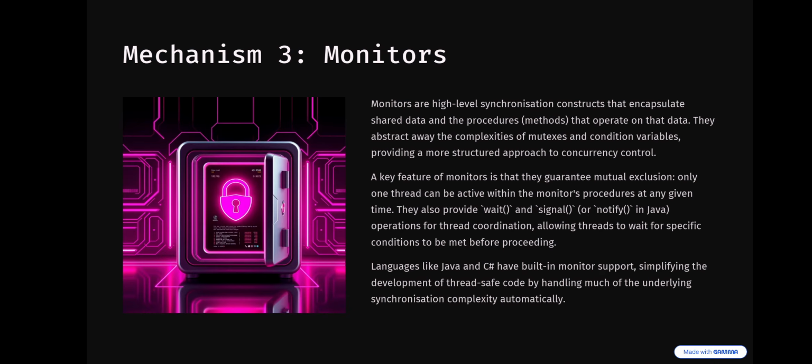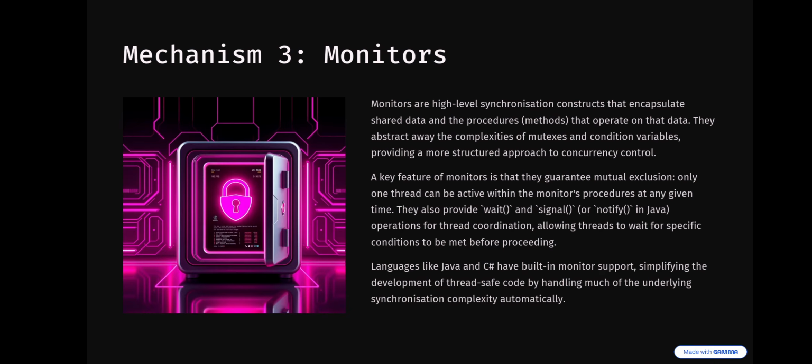Monitors. They are a high-level synchronization concept that allows the safe sharing of an abstract data type among concurrent processes. To allow two processes to wait within the monitor, condition variables must be declared as condition x, y. A condition variable can only be used with the operations wait and signal.